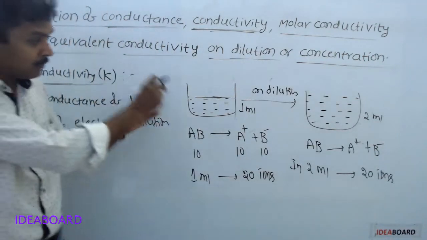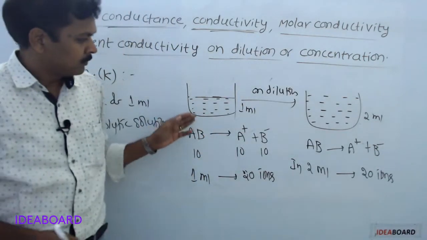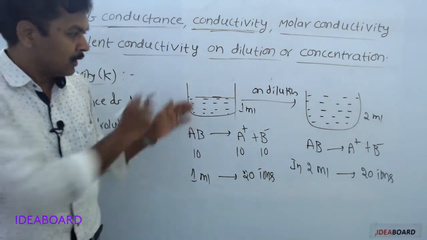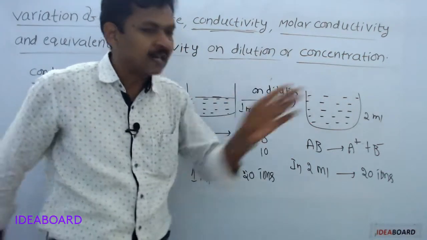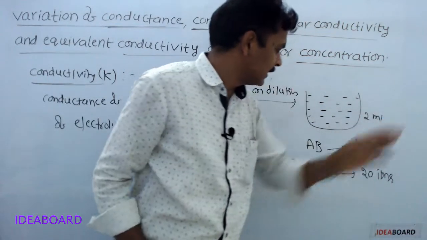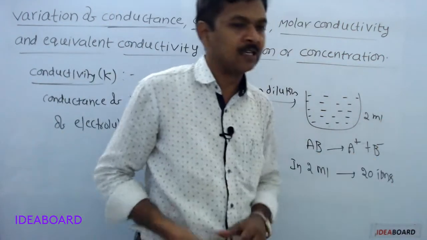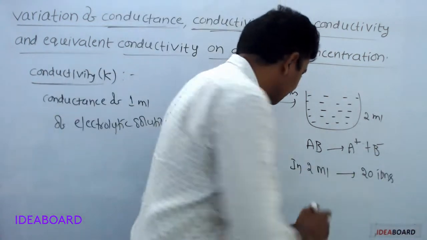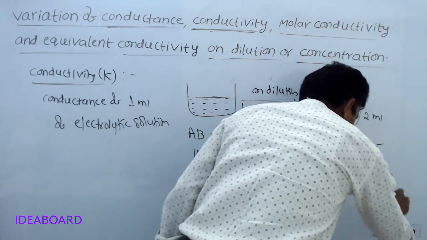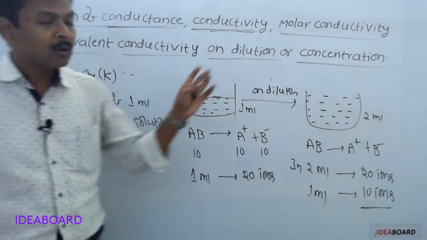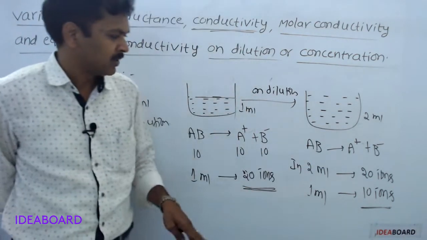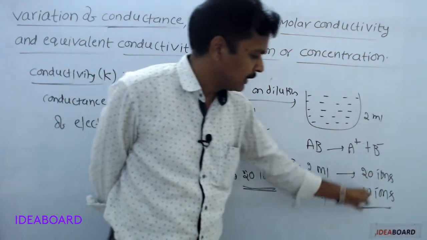Because here we are adding only solvent. We are not adding electrolyte. On dilution, solvent is added. In 2 milliliters, 20 ions are present. In 2 milliliters, 20 ions means in 1 milliliter, how many ions? 10 ions only. Before dilution, in 1 milliliter of electrolytic solution, 20 ions are there. But after dilution, in 1 milliliter, 10 ions only.